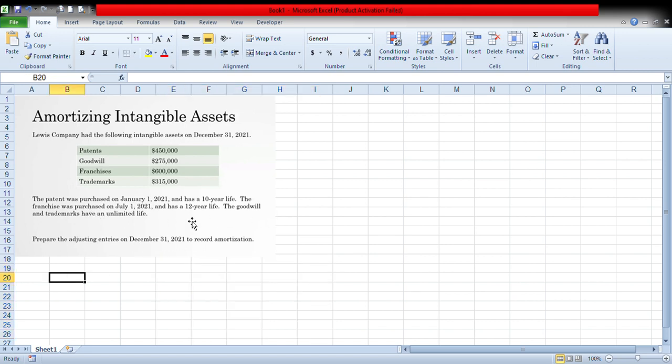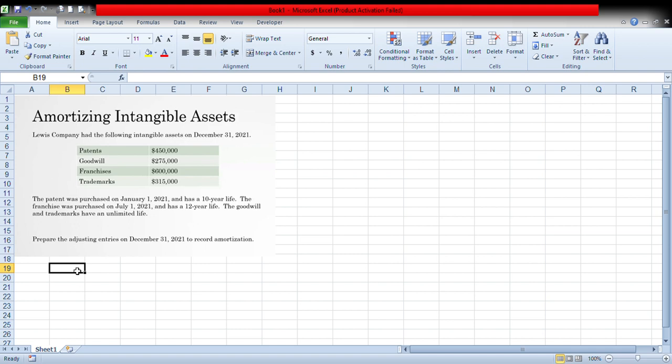The goodwill and trademarks have an unlimited life, and normally we do not amortize goodwill. It is impaired. Goodwill is impaired on a yearly basis. First of all, we have to do an impairment test on goodwill, because goodwill can't be depreciated nor amortized. I'm talking about the goodwill. So let's calculate, ladies and gentlemen.